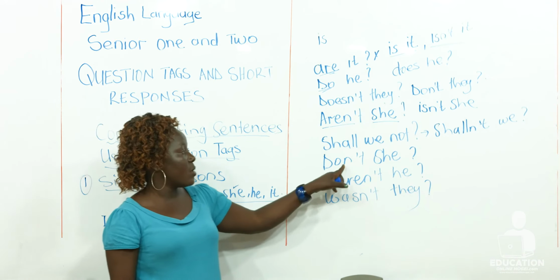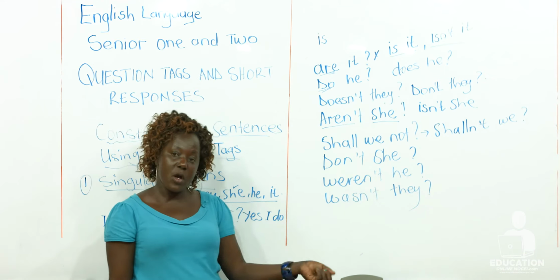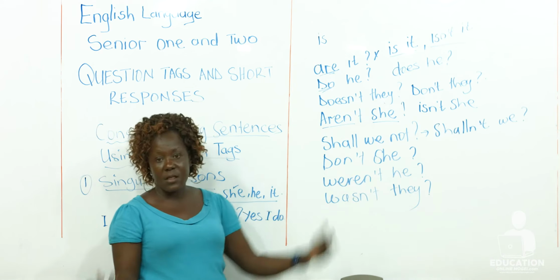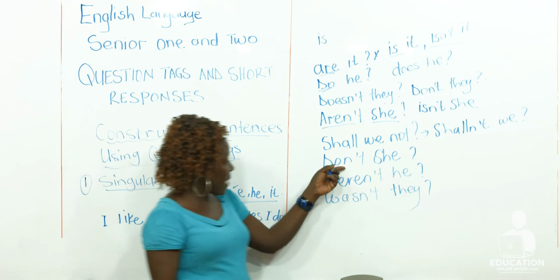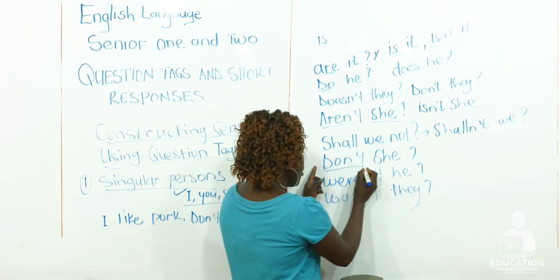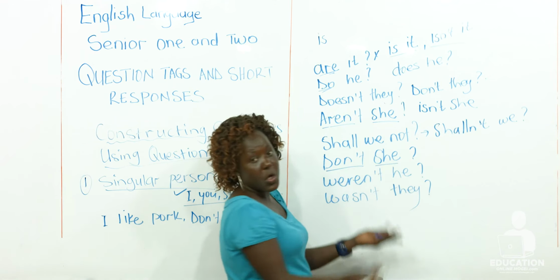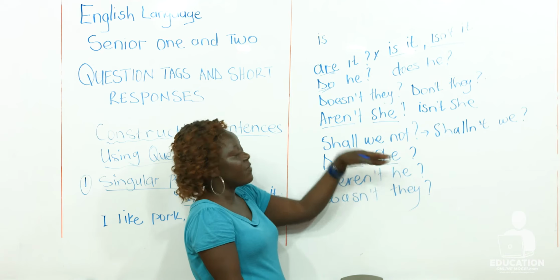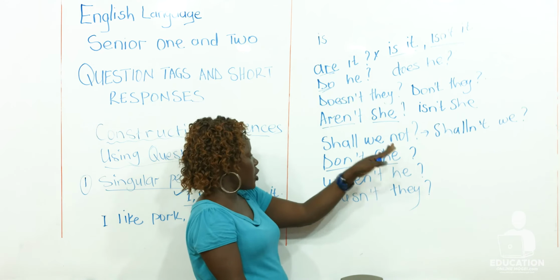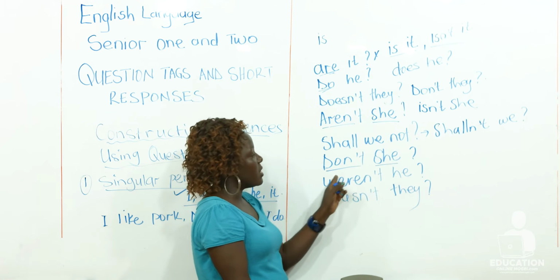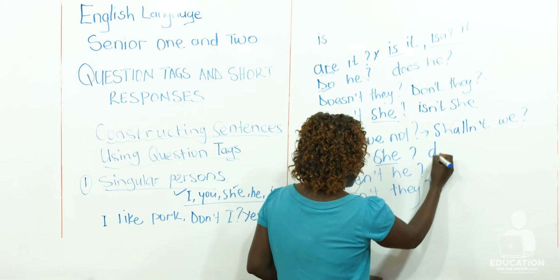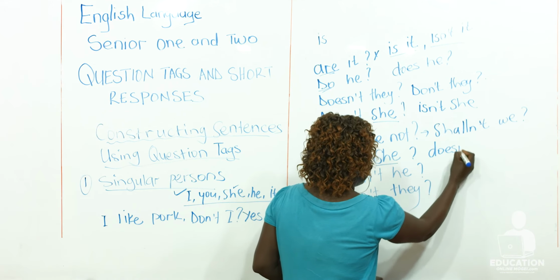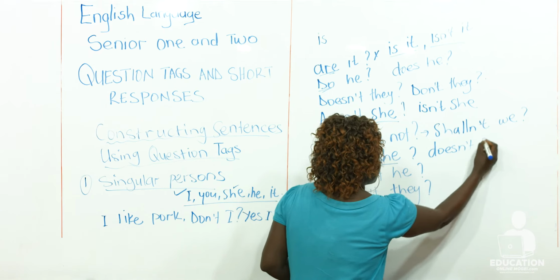Then here, instead of don't she, do is plural, she is singular. You will come and change this one into singular, or you change she into a plural, which the plural form of she will have to be very many people, and we don't know. Therefore, you have to change this. You will say doesn't she.